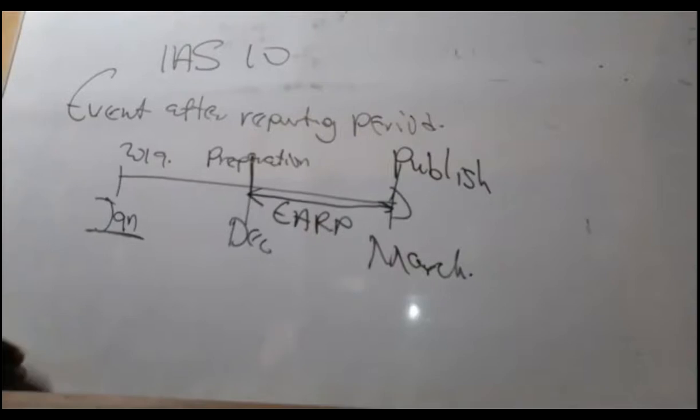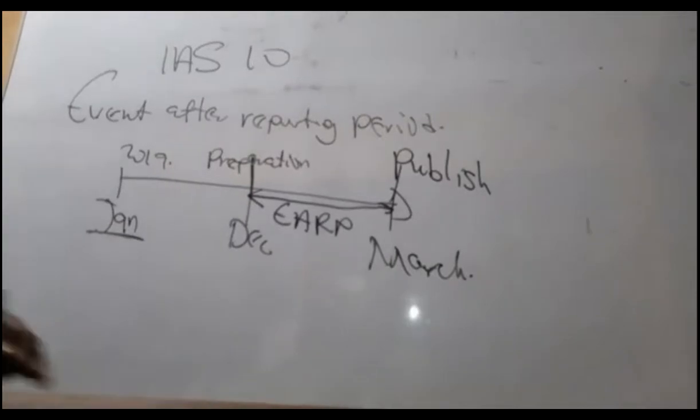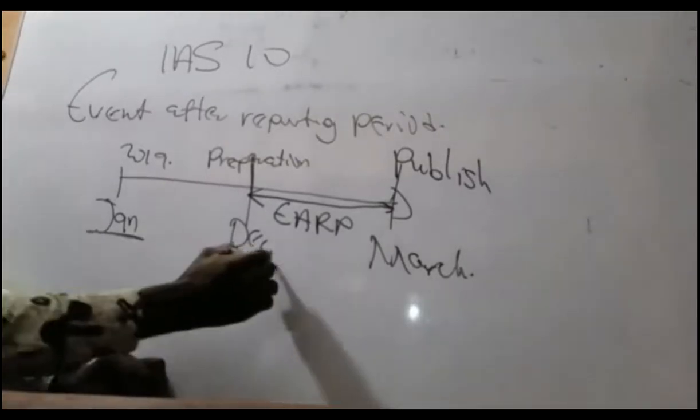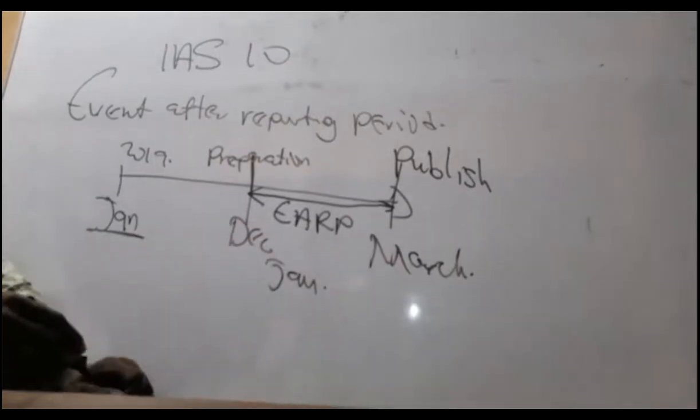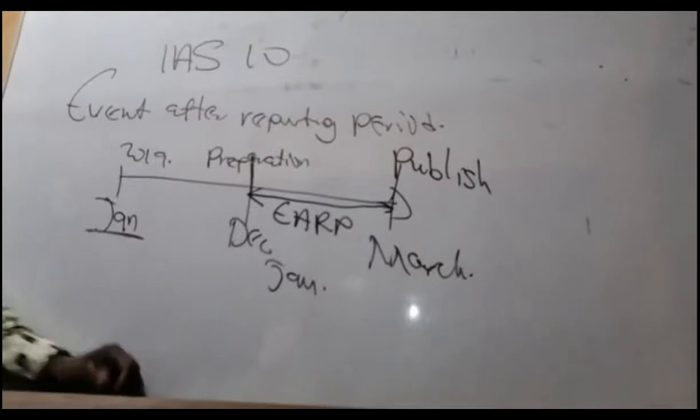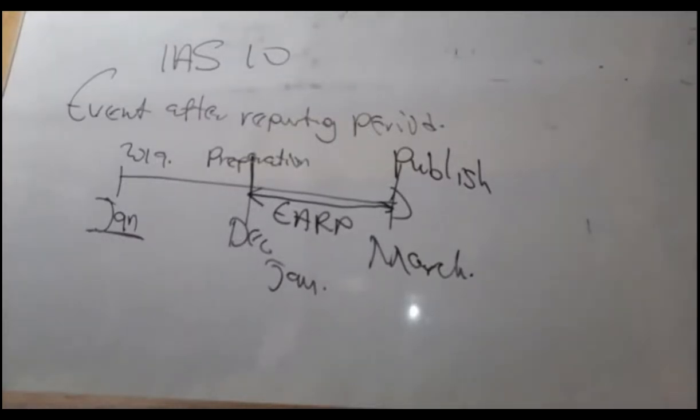The rule is saying that it must occur after you prepare the financial statement, but before you publish it. All that happens there, they are what? Event after reporting period. So it means that all the transactions that happen in January, February, and even March, just before we publish the financial statement, they are event after reporting period. All of them. Good. So we are done with event after reporting period.